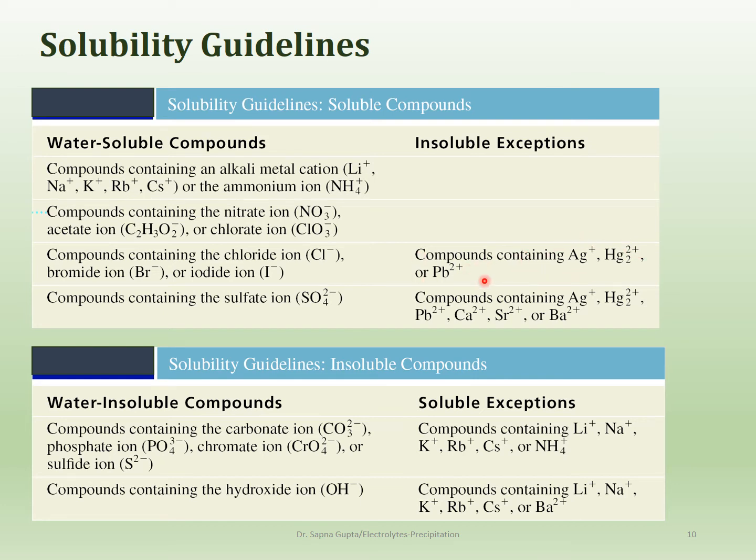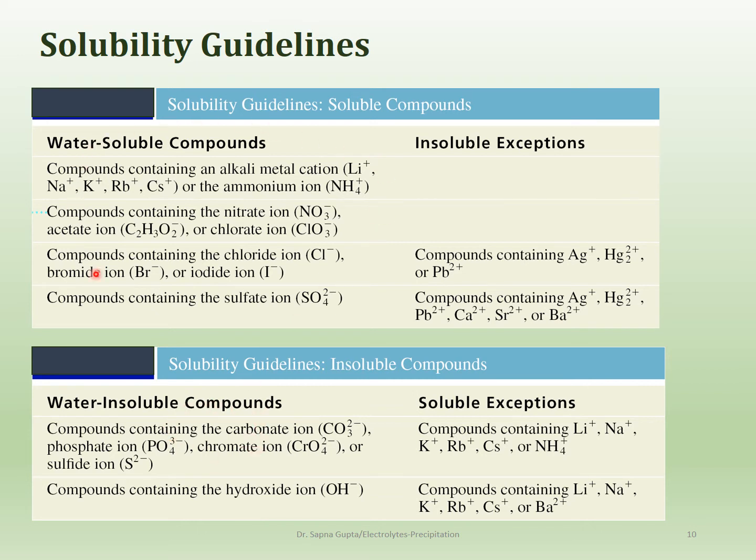Silver, mercury, and lead. Compounds that have sulfate ion, most of them are going to be soluble, except again we have the silver, mercury, and lead, but now we also have some group 2 over here. Group 2 is the alkaline earth, so calcium, strontium, and barium. These are the group 2 cations, so these sulfates are insoluble in water. All the other sulfates are soluble. So potassium sulfate, iron 2 sulfate, aluminum sulfate, those are all soluble. These ones are insoluble.